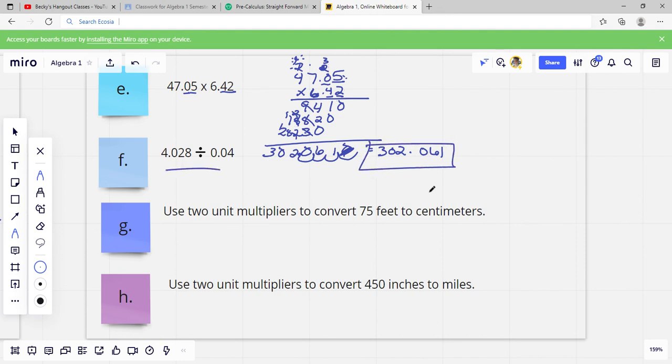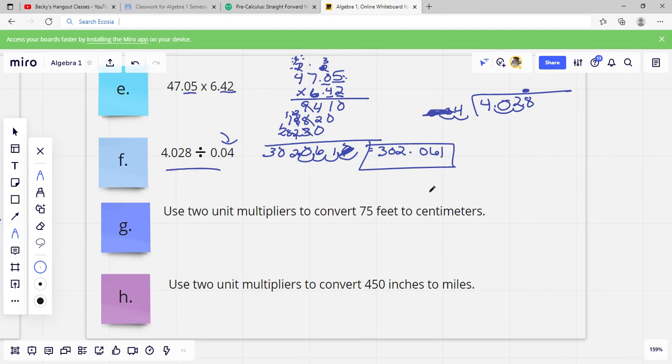The next one is a division. So I'm going to be dividing 4.028 by, remember this one is your by, 0.04. Okay, so I'm going to move this decimal over 2, move this decimal over 2, and it's going to go up right there.